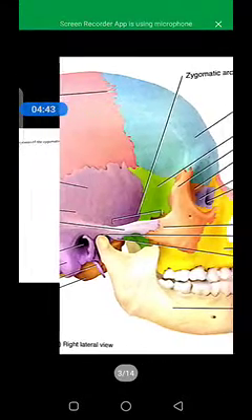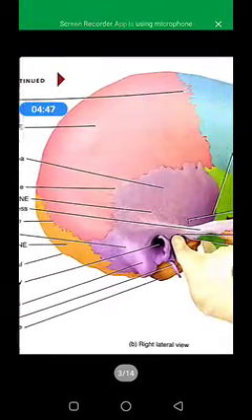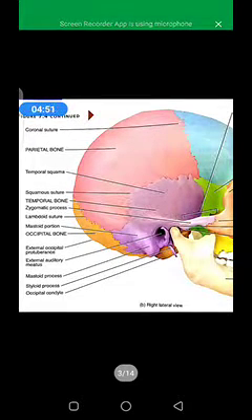Now you can see the coronal suture, which we have already seen in the superior view. Then there is the parietal bone. Behind the coronal suture, the two bones, the parietal and the occipital, connect to form the suture.